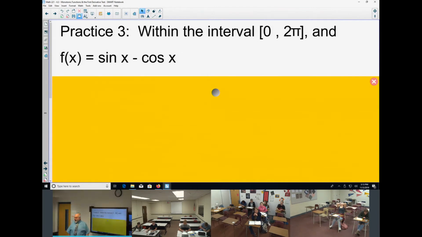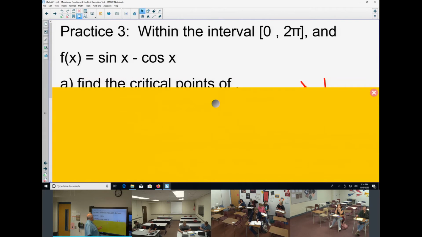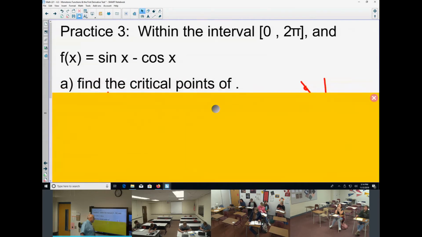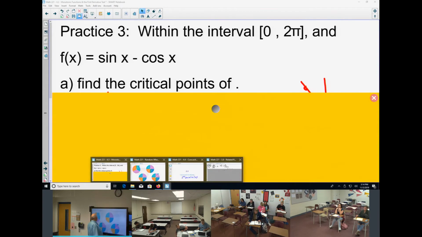Okay, so I had asked you to go through and do this last practice problem on 4.3. I'm just curious to see what you could remember about solving trig equations. What we're trying to do here is first find the critical points. In order to find the critical points, we first need to find the derivative. Let's start there.